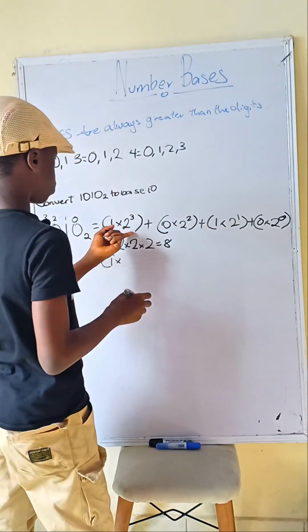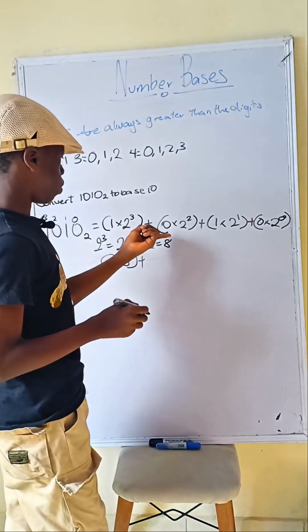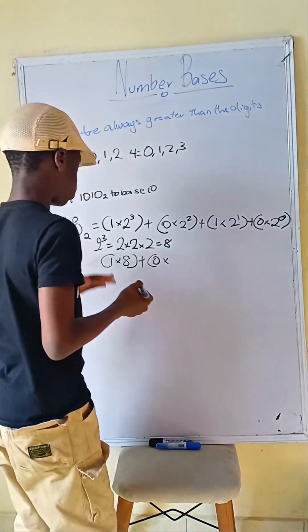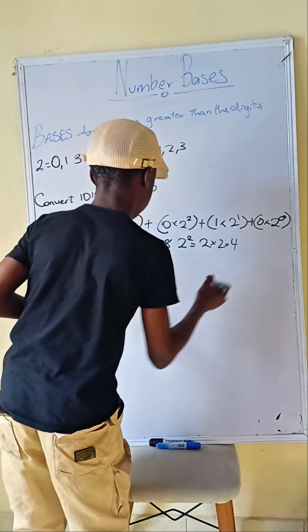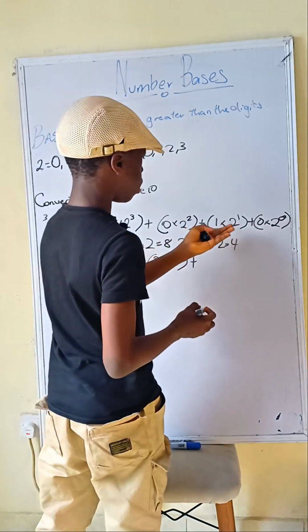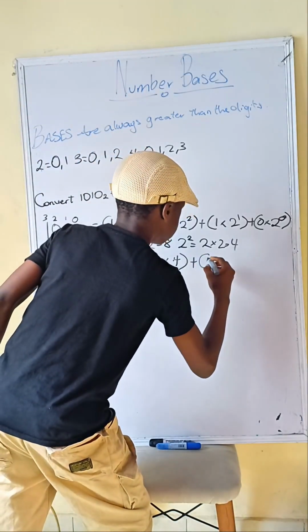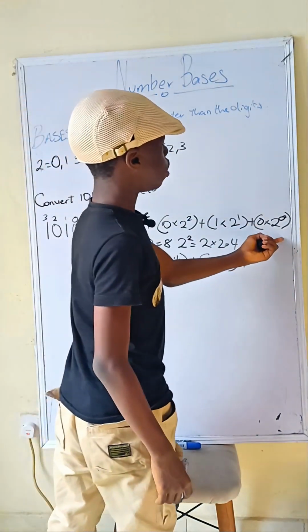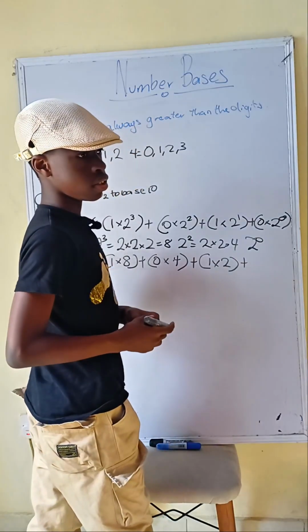1 times 2 raised to the power of 3, 8, plus 0. We bring it down. 0 times 2 raised to the power of 2. 2 in 2 places. 2 times 2, and that's 4. So we bring the 4 down here, plus 1 times 2 in 1 place is just the same thing as 2. So you bring it down here, 1 times 2, plus, when you have something like this, it's the same thing as 2 in 0 places.